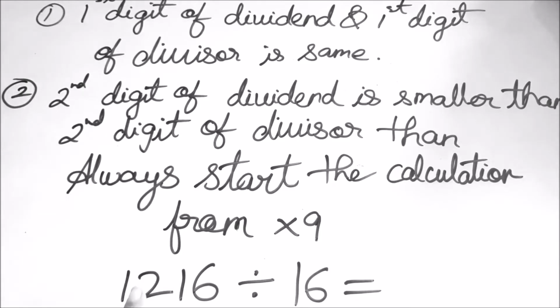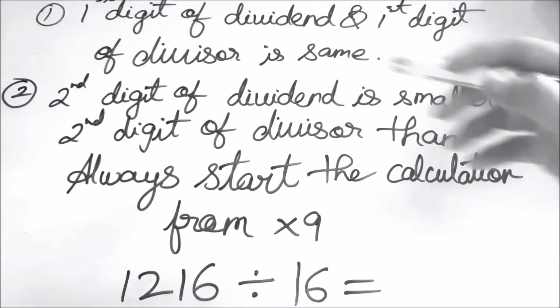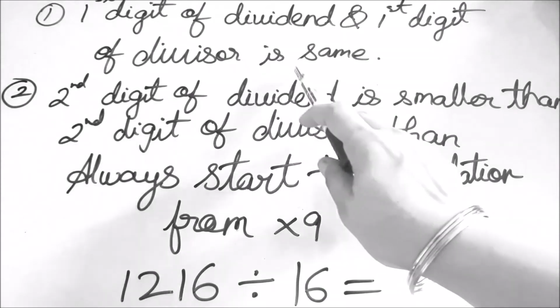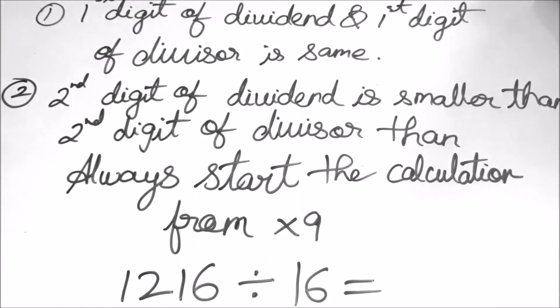Now we'll take the sum 1216 divided by 16. Now in these types of sums, there are 2 rules that we can follow to make the sum easier. The first one is the first digit of the dividend and the first digit of the divisor are the same. Here in this sum the first digit of the dividend is 1 and the first digit of the divisor is also 1. So this is one rule.